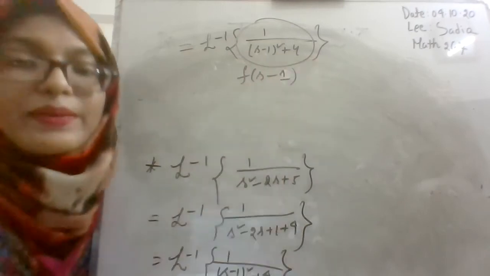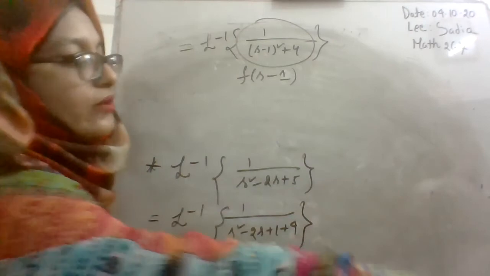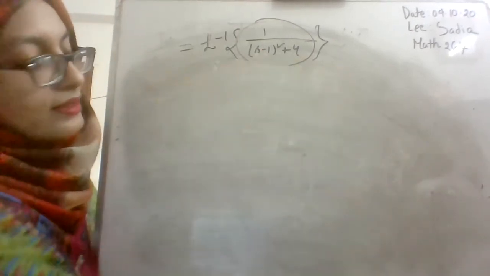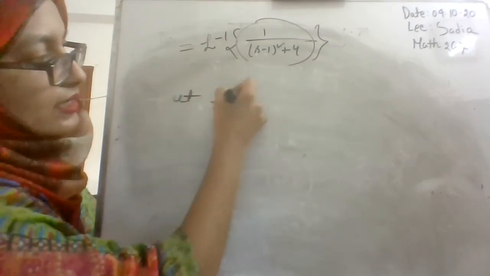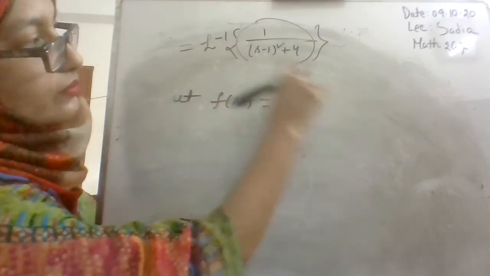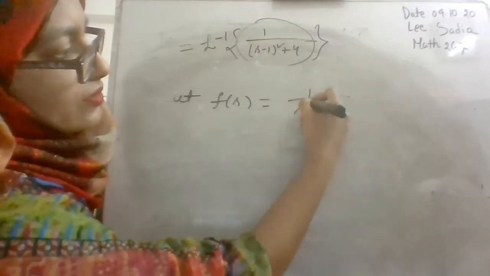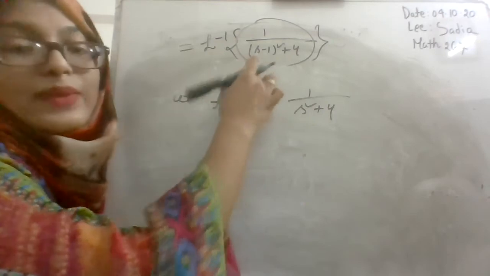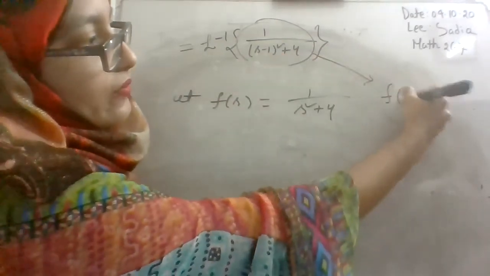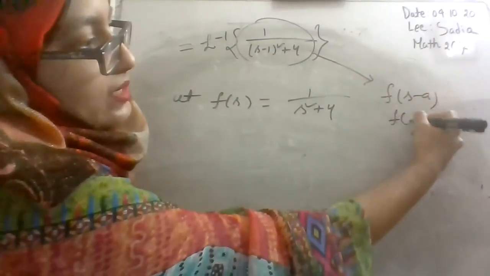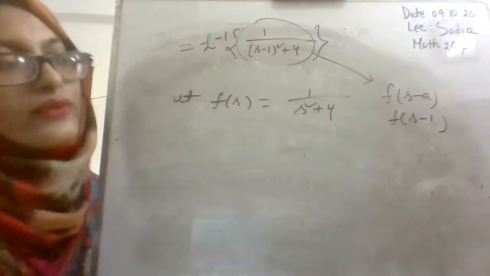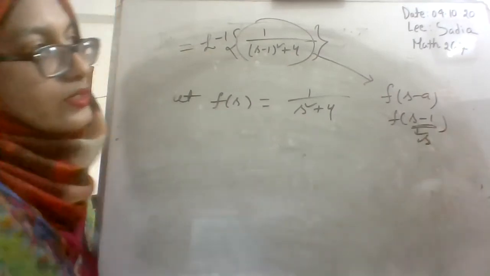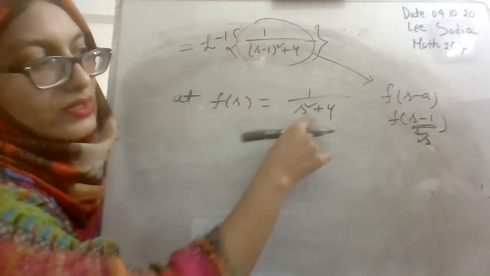So from here you have to find out f of s. So what will be f of s? Sine at by a. Yes, f of s will be 1 by s square plus 4, right? If it is f of s minus a with a equal to 1, that means f of s minus 1, then what will be the result for f of s? s minus 1 will be replaced by s. So here it will be replaced by s, so s square plus 4.